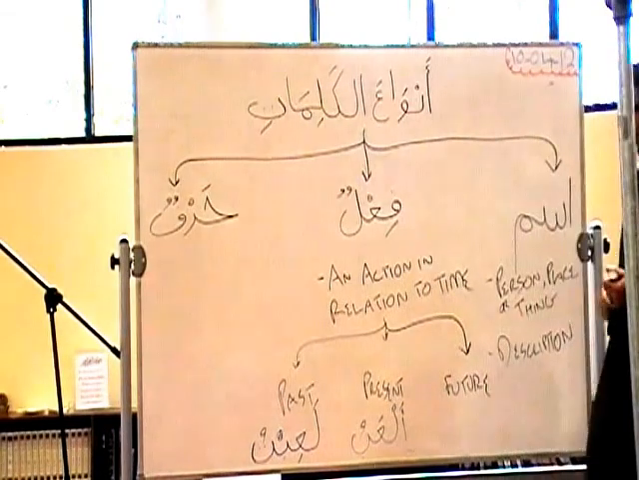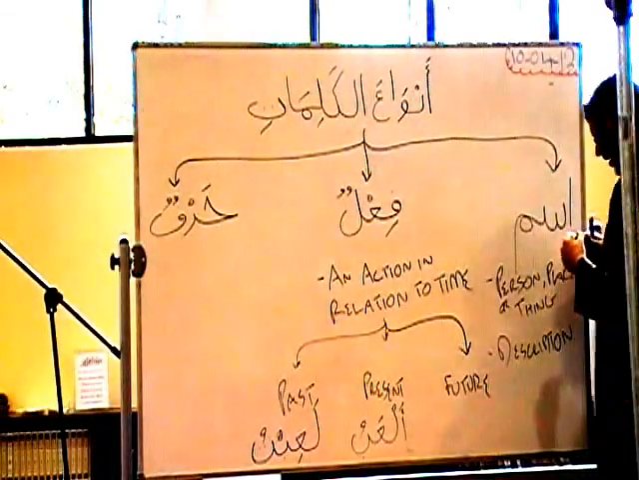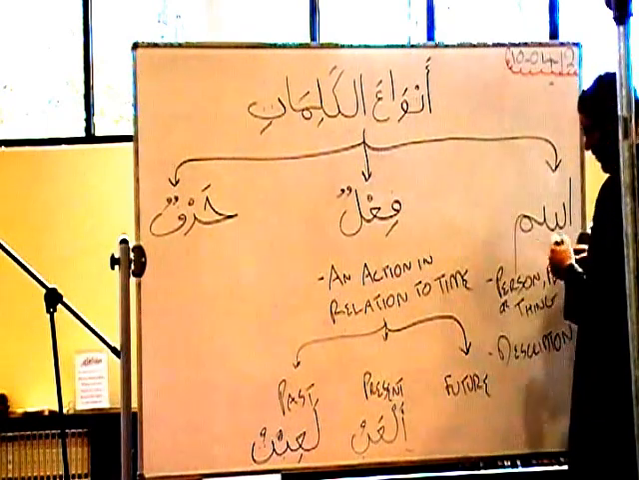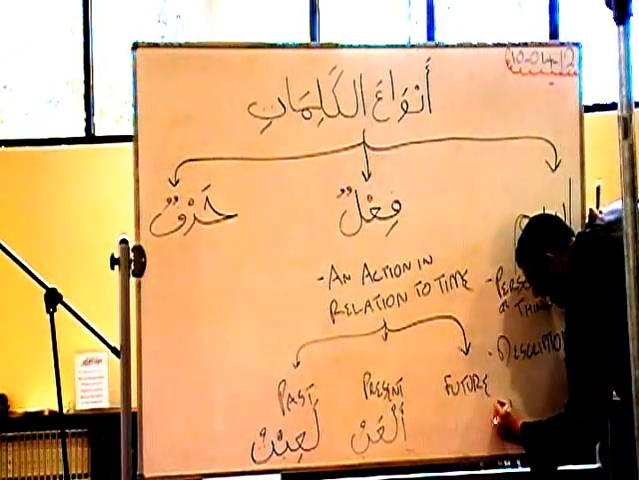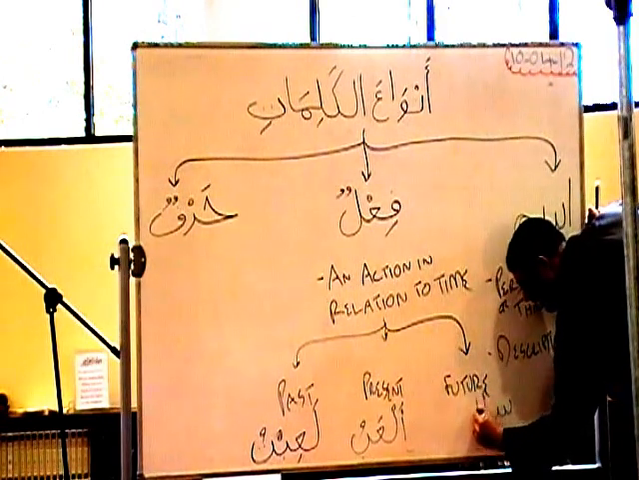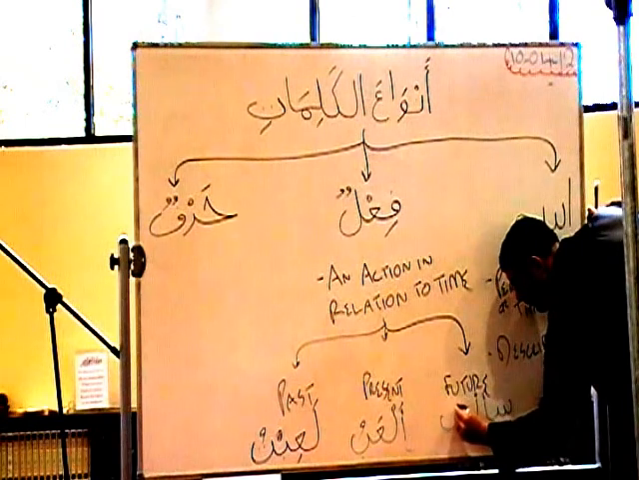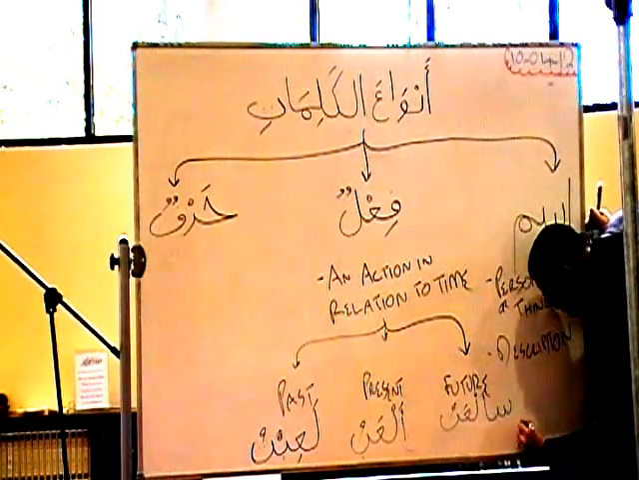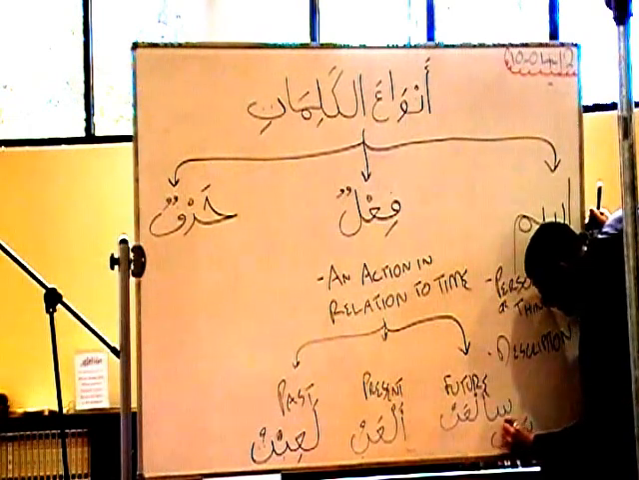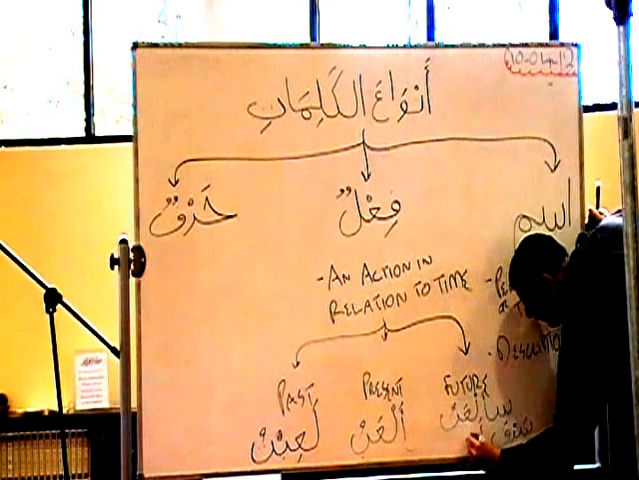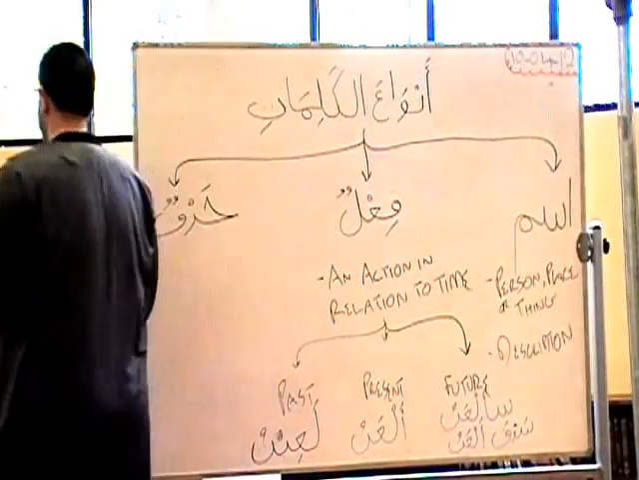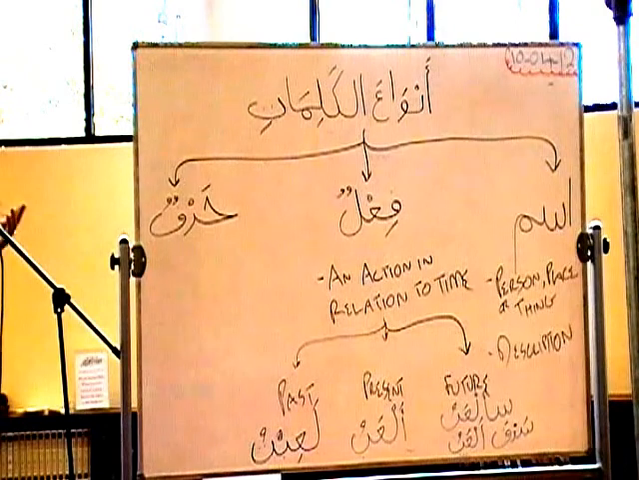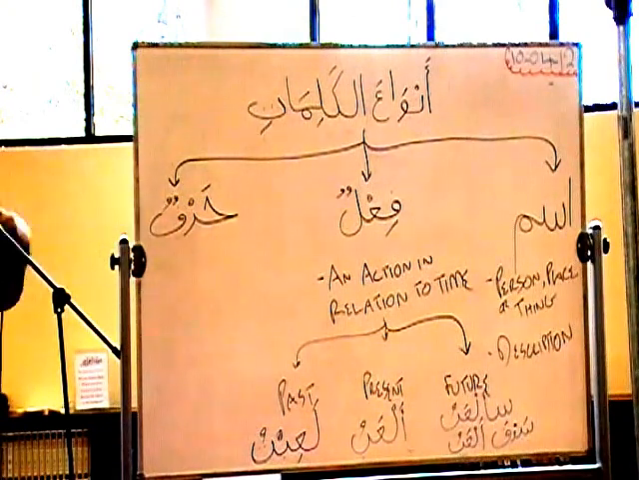I am playing. And the future tense is the same thing, except you add a sa or a sawfa before the present tense. Sa'al'ab, or sawfa al'ab. I apologize, this is very small, because of the space. So what we have here are the three forms of time demonstrated in the Arabic language: la'ibtu, al'abu, sa'al'abu, and sawfa al'abu.